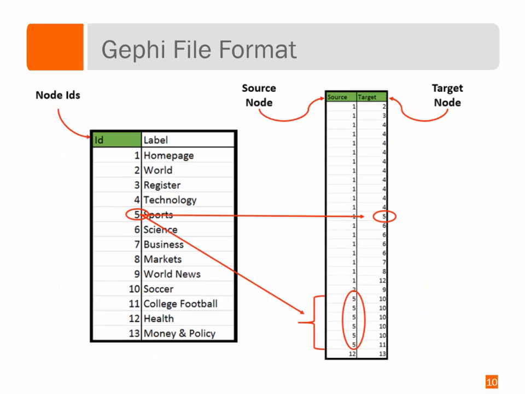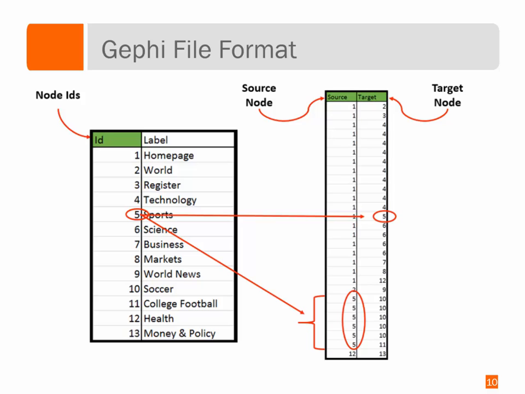And this is what those two tables would look like. In the Gephi file format, on the left-hand side, we have our node table. Notice we have two columns: our unique identifier, 1, 2, 3, 4, basically a sequential number that we've assigned that is unique. The second column is the label. We might have different object names: homepage, world, register, technology, sports. What we're describing in this one is different web pages.